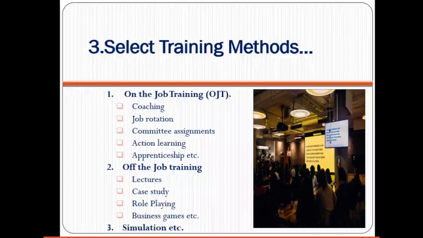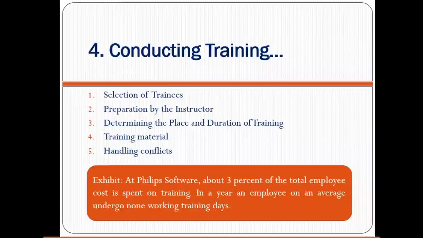Okay, let's move to our fourth step of the training process, that is conducting training. This is the stage where a training is mostly judged as good or bad. Now we are on to the implementation part basically. Please understand the concern here is effectiveness. To conduct a training, first we need to select the trainees. The instructor or trainer must prepare themselves before conducting the sessions. We need to determine the place and duration of the training. We shall have the desired material with us, and finally the trainer shall handle the conflicts for successful conduction of the training.